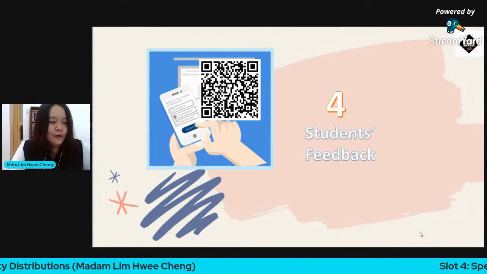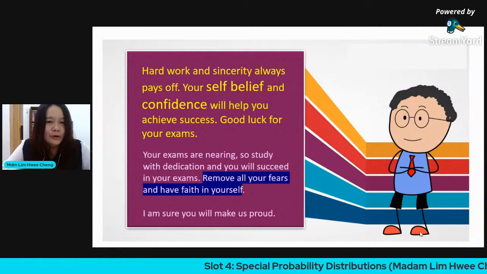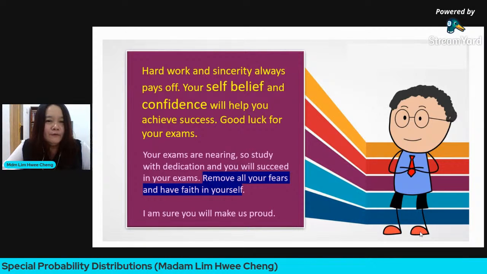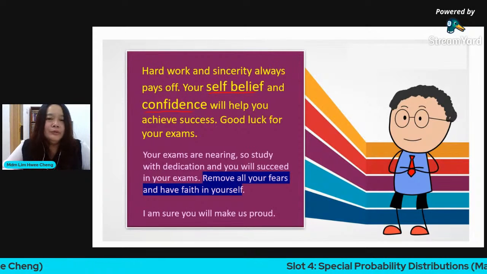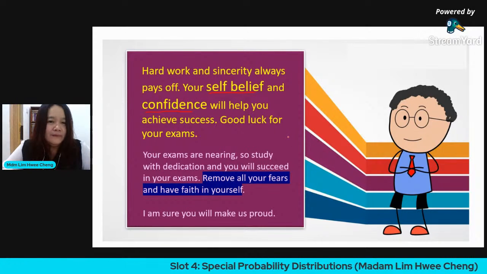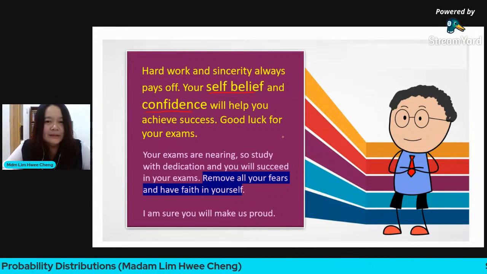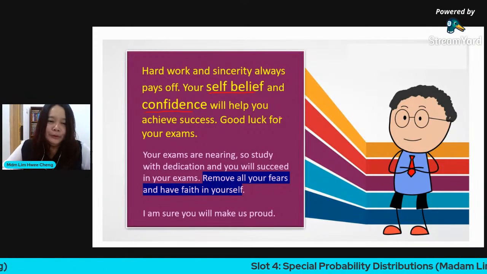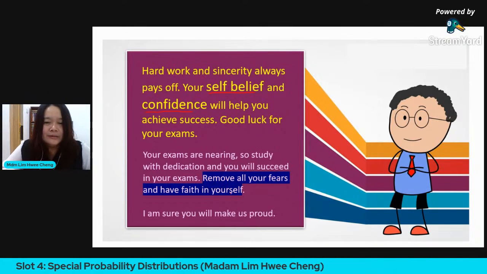Okay, boleh? So before I end this, ada dua benda yang saya nak encourage or send to you all. So hard work and sincerity always pay off. So your self-belief and confidence, ini important. Tak lama lagi you akan sit for the exam. So your self-belief and confidence will help you to assist your success. So hopefully all of you jawab exam dengan penuh keyakinan. So you yakin you boleh, so you punya jawapan pun betul. So good luck for the exam. Okay, so remove all your fear and have faith.